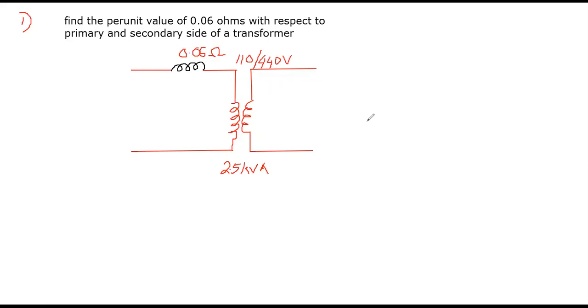So this is the overall problem you have been given, and for this you are asked to determine the per unit value of 0.06 ohms with respect to primary side and with respect to secondary side. For that purpose you have been given the ratings of the transformer. The transformer power rating is given as 2.5 kVA, and the voltage ratings of the primary winding and secondary winding are already given. Now the solution starts.